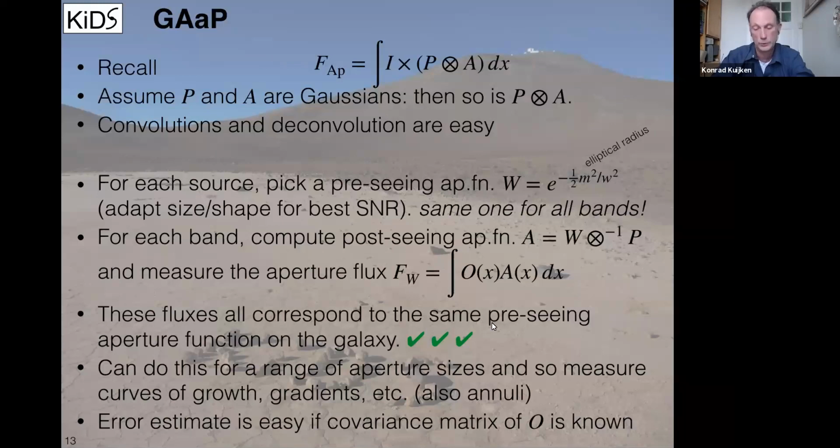And if you like, and what we do in KiDS is we do this for a range of aperture sizes, or a couple of apertures. And so this means you can actually do things like study color gradients, curves of growth, etc., if you like. And you can invent many more complicated things. You could have an aperture which is an annulus by differencing a larger Gaussian from a smaller Gaussian, for example. The other advantage is that this is, of course, all linear on the pixels. And so the error estimate is a simple propagation of the variance of the pixel data, or even the covariance of the pixel data.